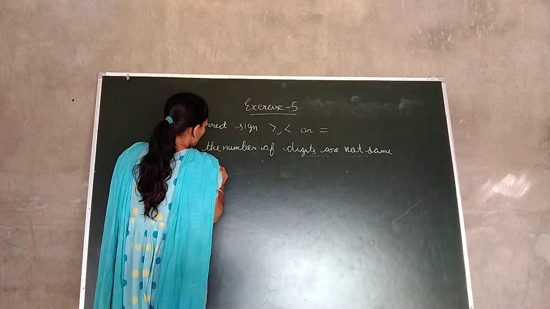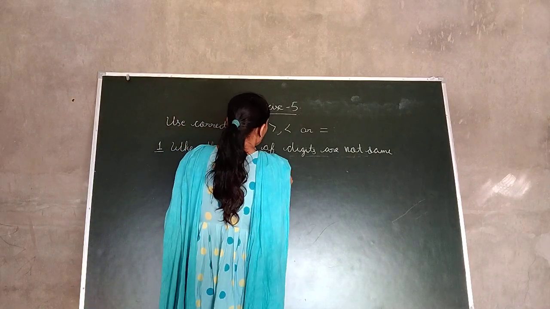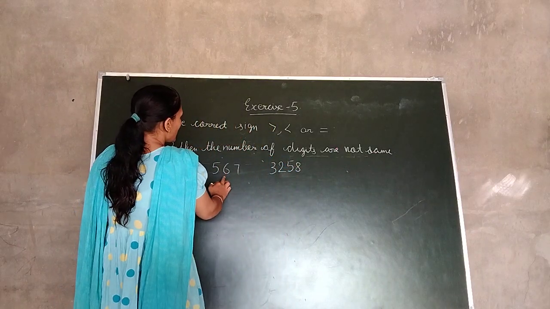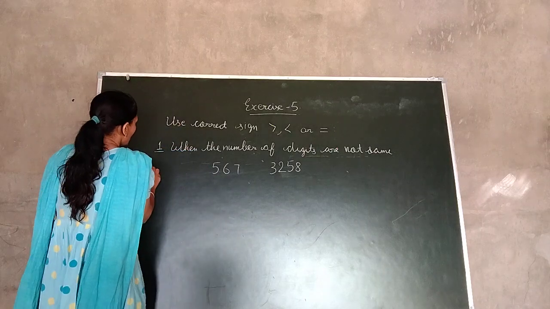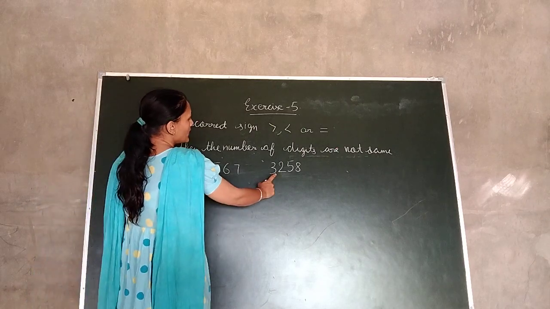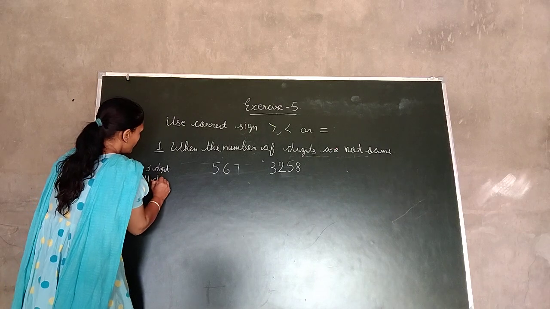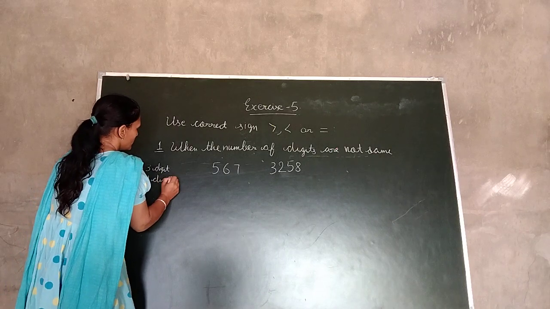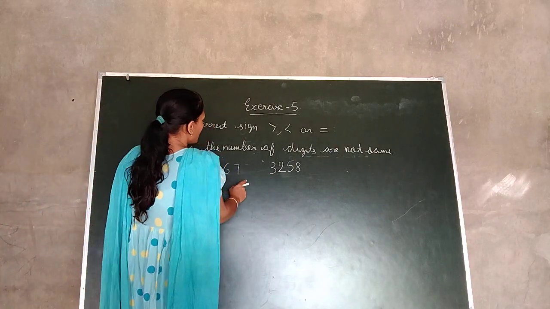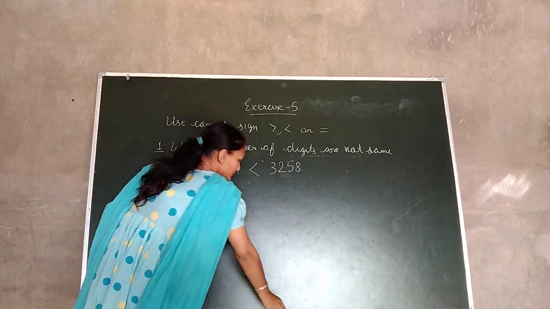Suppose here we have a number 567 and here we have a number 3258. So how many digits do we have? 1, 2, 3 digits here. Here we have 3 digits. And in this number we have 1, 2, 3, 4 digits. Here we have 4 digits. So what we have discussed, the number which has more digits, that number is greater. So it means this number is greater than this number.